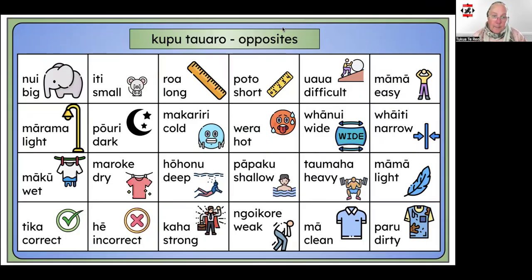Here's a few more examples of some adjectives. We've got some kupu tauaro, words with opposite meanings. And all of these words are adjectives because they can be used to describe nouns. Keep an eye out on the Tukua Te Reo website for digital copies of these resources.